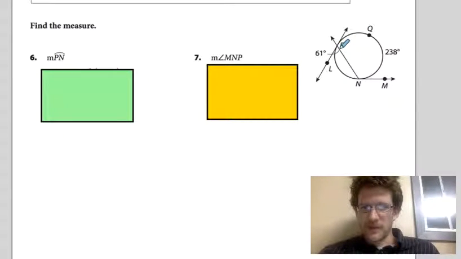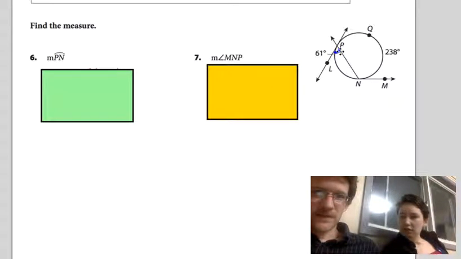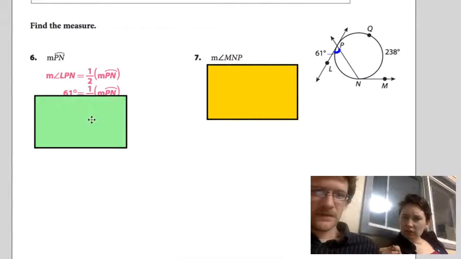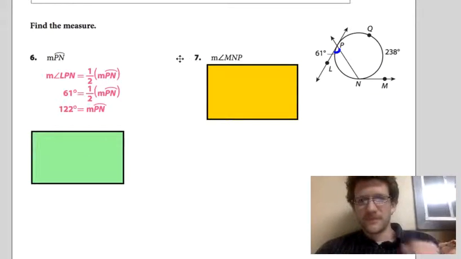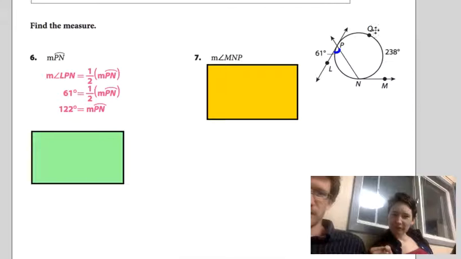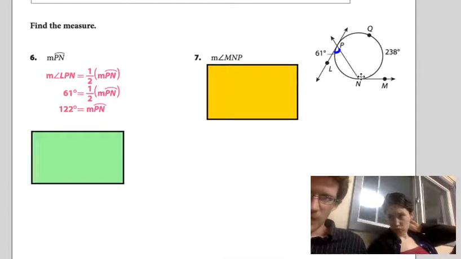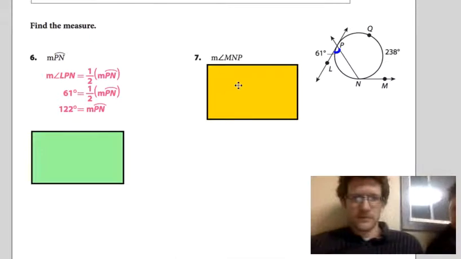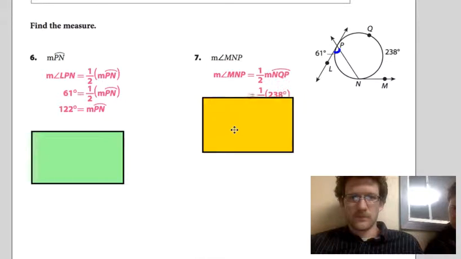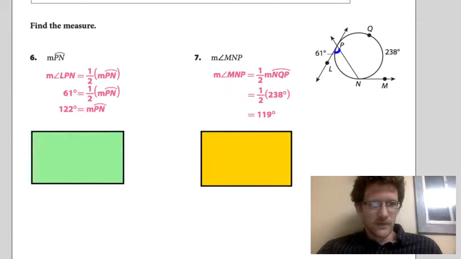So for example, if this angle is 61, this arc PN is equal to double, 120. The angle is half of the arc. Okay, redeem yourself. What is half of 238? And note here the 238 is PQN. Is that 119? Yay! You did. I am redeemable. Moving on.